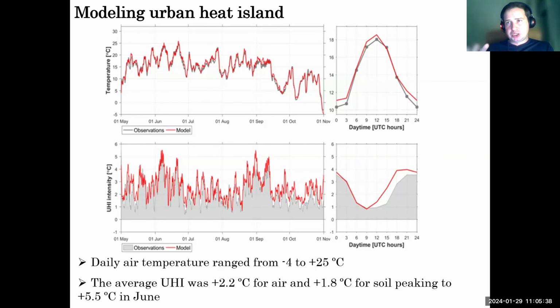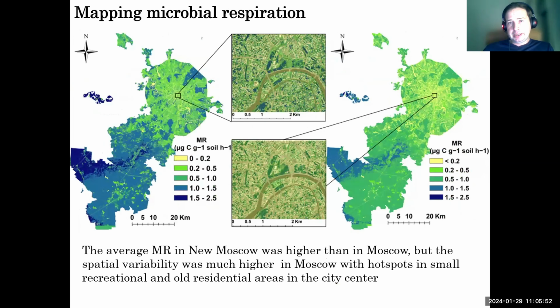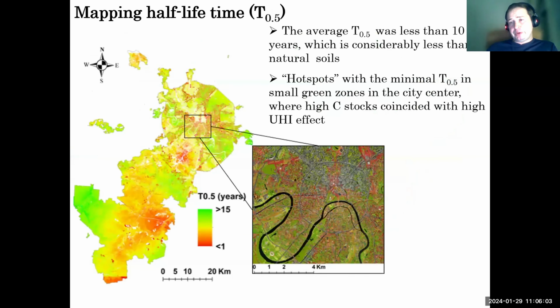So basically, the model makes a quite detailed map of surface temperatures and soil moisture. As a result, we generated a set of maps of soil temperature and moisture, and together with the soil carbon map ended up with this map of soil respiration. When you have both soil respiration and soil carbon stocks, you can easily calculate the half-life time, which shows you where the risk zones are, the most vulnerable areas for carbon emission.